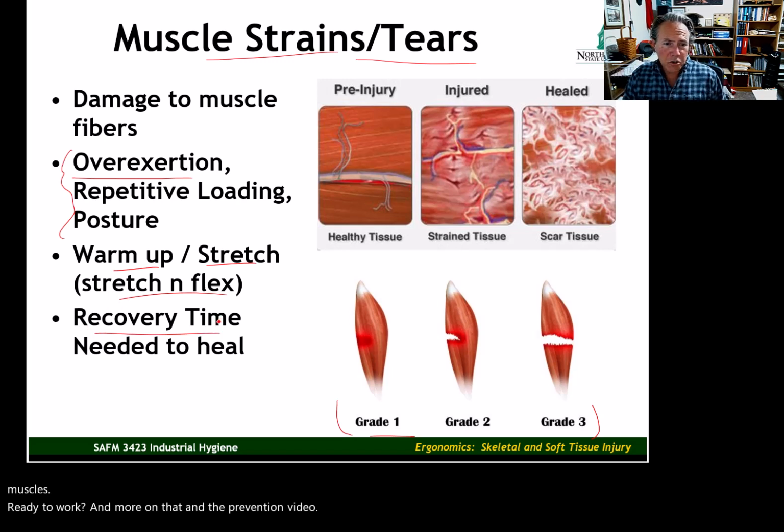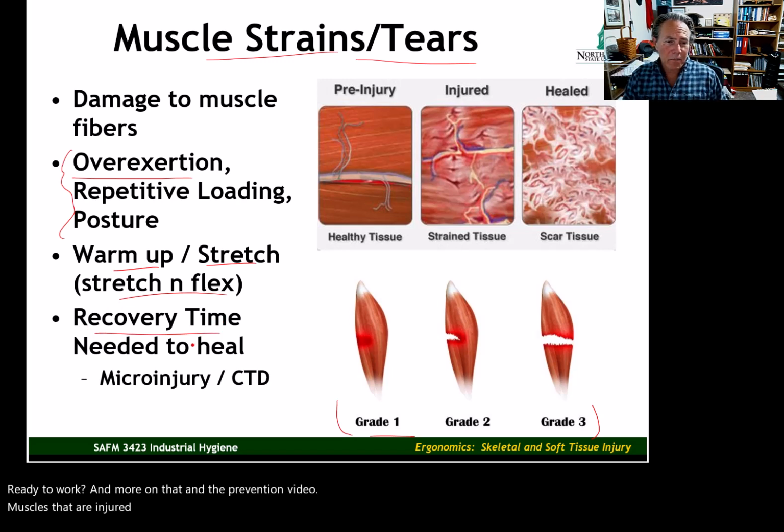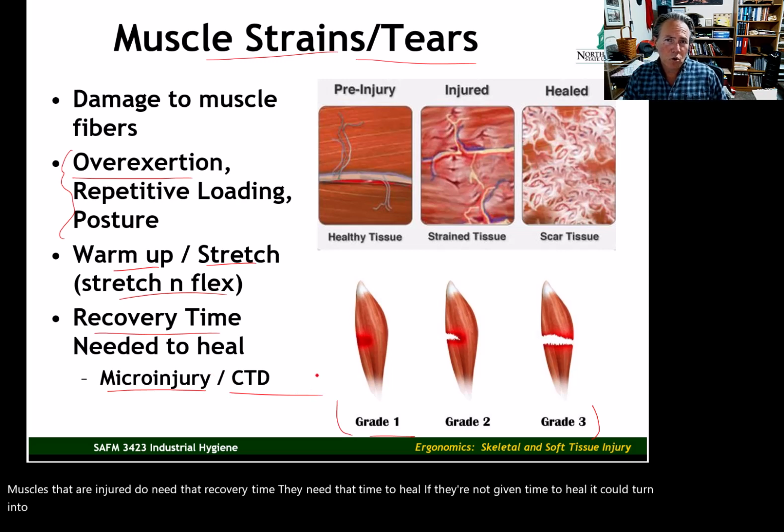Muscles that are injured do need that recovery time. They need that time to heal. If they're not given time to heal, it could turn into a cumulative trauma disorder that's more serious, that will be even more difficult and take more time to heal up.